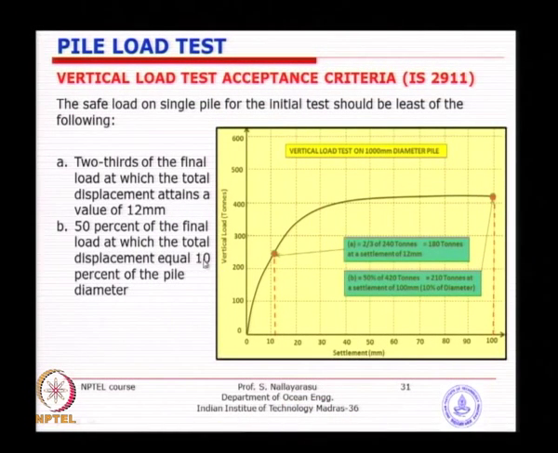50% of final load at which the total displacement equals 10% of the pile diameter. So, these are the 2 criteria. If you see the criteria 1 and criteria 2, you can find out whichever is giving you the capacity.